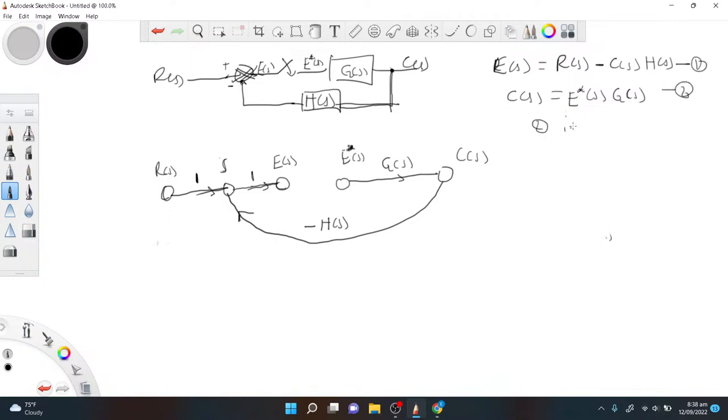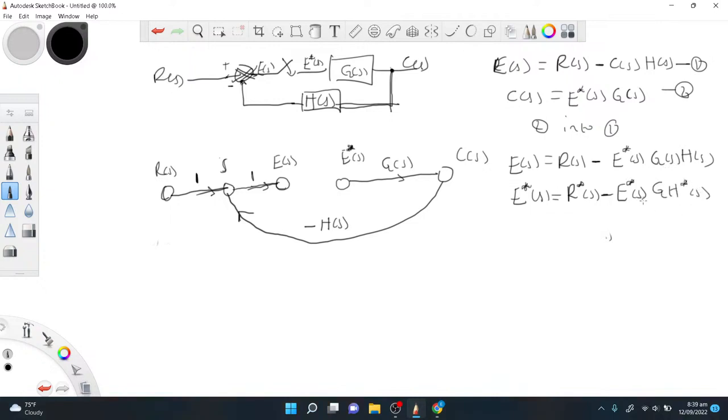You can put 2 into 1. So our E of S will be given as R of S minus E star of S, G of S, H of S. And finally, if we sample, we get R star of S minus E star of S, G H star of S. If we sample an already sampled version, nothing happens to it. So we've gotten our representation for E star.